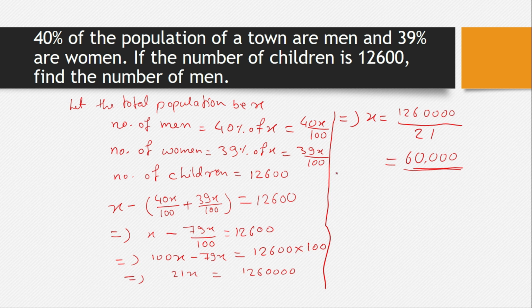At last we have to find out how many men are there, that means the total number of men in that town. So the total number of men in the town is 40 into 60,000 by 100, that means 24,000.